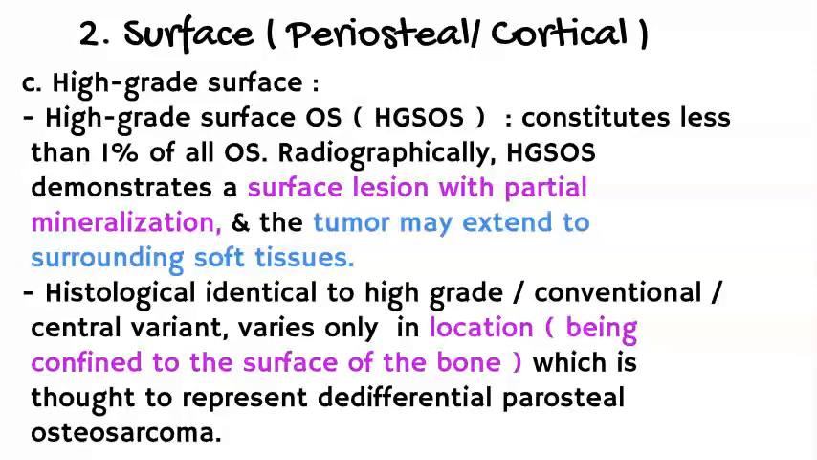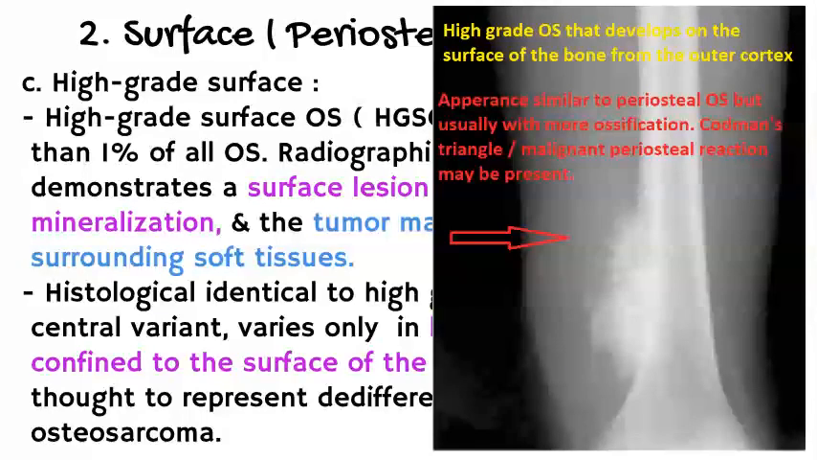Again, this X-ray of the distal femur shows a high-grade osteosarcoma that develops on the surface of the bone from the outer cortex. Appearance is similar to periosteal osteosarcoma, but usually with more ossification. Codman's triangle or malignant periosteal reaction may be present.